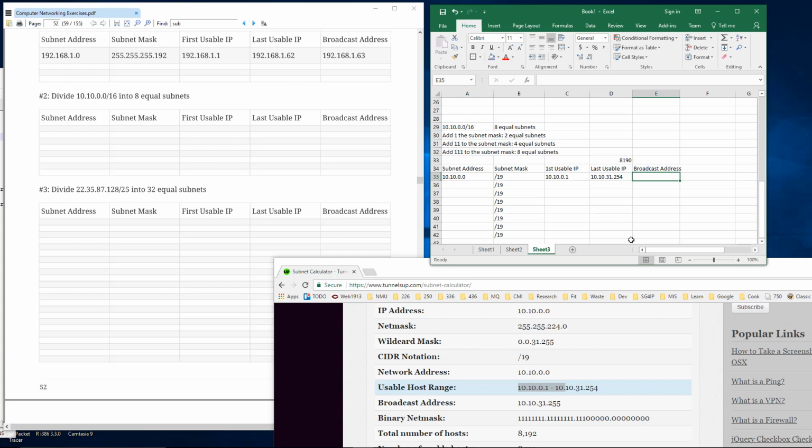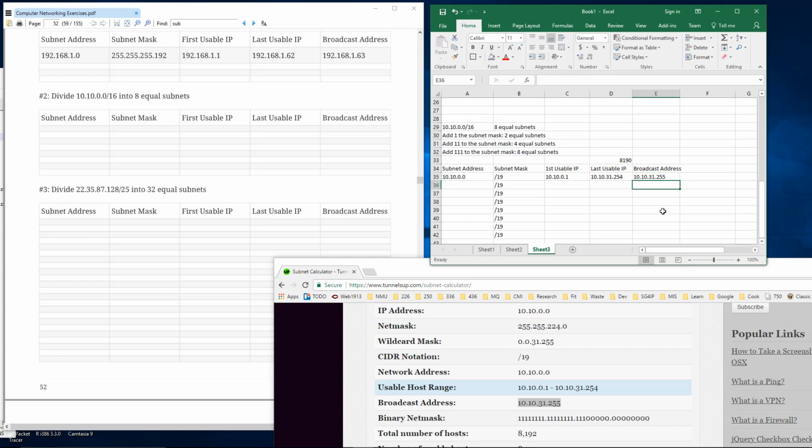So what's my broadcast address? The last usable IP plus 1. It's also given to us down here. It's good to know where these numbers come from, though, not just rely on the calculator. Otherwise, you'll get in trouble. Just trust me on that.